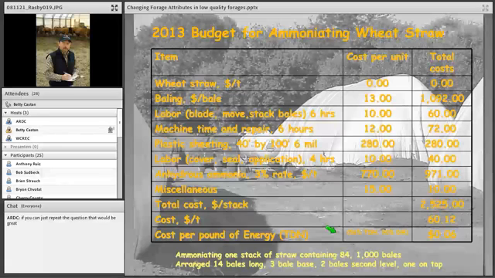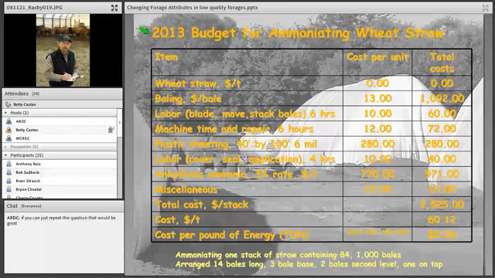The other thing about this particular feed source is that it doesn't have to be ground. It can be fed in a large bale feeder or unrolled, and so you don't have any grinding costs associated with it.